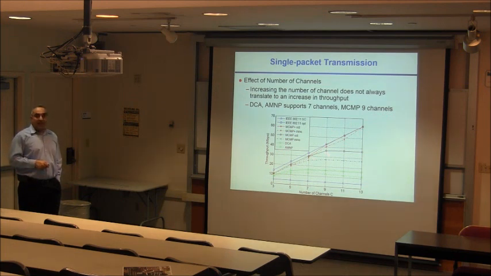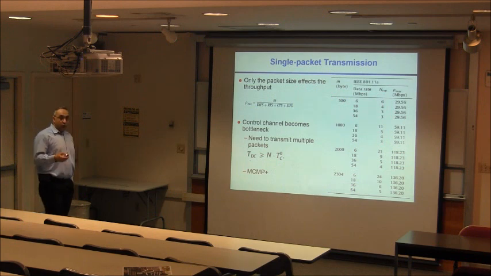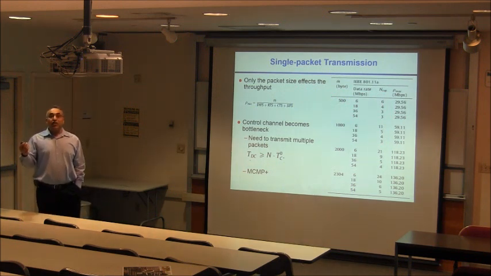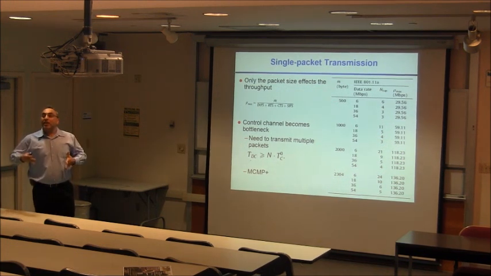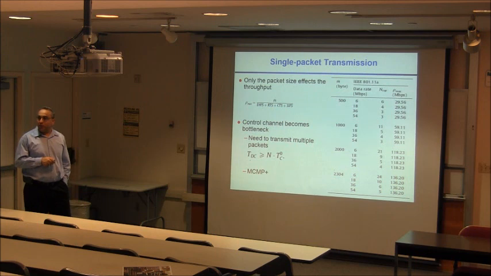But mine stuck at 9. Then the problem is, why did this happen? First of all, the easy answer is the control channel became the bottleneck. In other words, you cannot schedule fast enough, so the channel becomes idle and sits there because you cannot schedule fast enough. Then the question is, when we look at the mathematical model for the throughput, it depends on the packet size and the reservation.